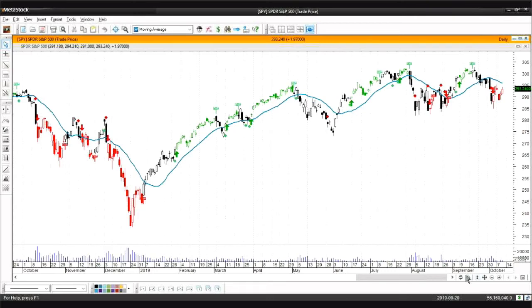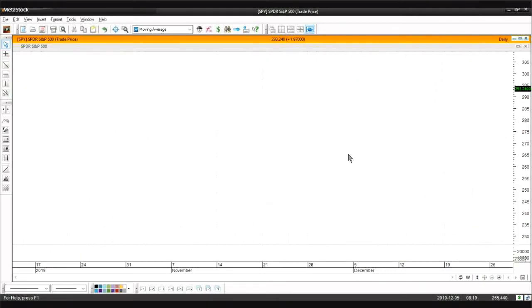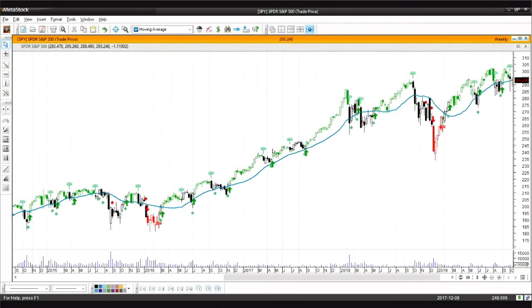Okay, so in other words, let me switch to the weekly chart here. By the way, the weekly chart on the index charts works phenomenally. You can bring up just about any index on a weekly basis.